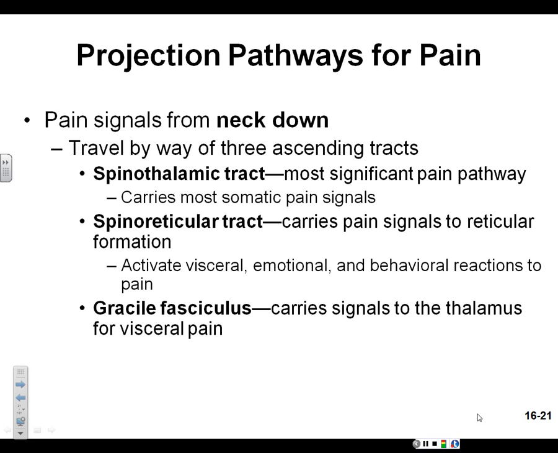All right, again, let's look at the breakdown of our tracts. Pain signals from the neck moving down. So this can carry somatic pain from the spinothalamic tract, which is the most significant of the pain pathways. The spinoreticular tract carries pain to the reticular formation. Again, it activates our visceral secretions, emotions, and our behavior as we respond to the pain. Gracilis fasciculus carries signals to the thalamus, to our visceral parts of the body.